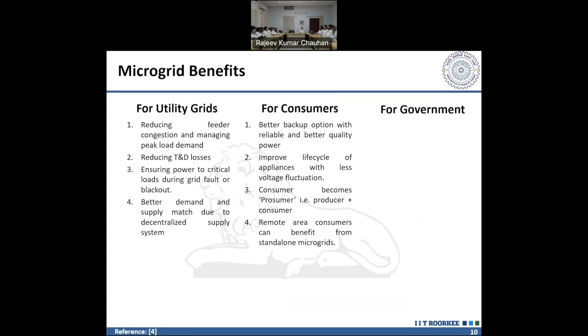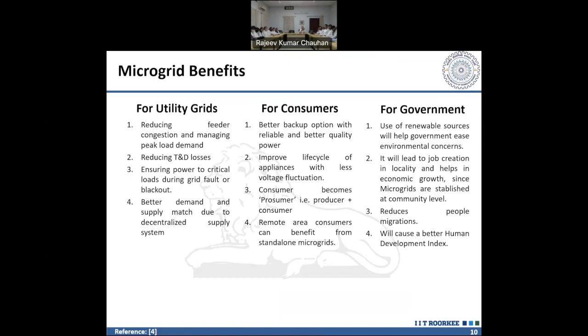So in most countries, prosumers are also paying to the supplier. In that sense, the consumer becomes a prosumer. It will produce and consume both. It is a new word which appeared 5 to 10 years ago. Remote area consumers can benefit from this, like we have discussed.